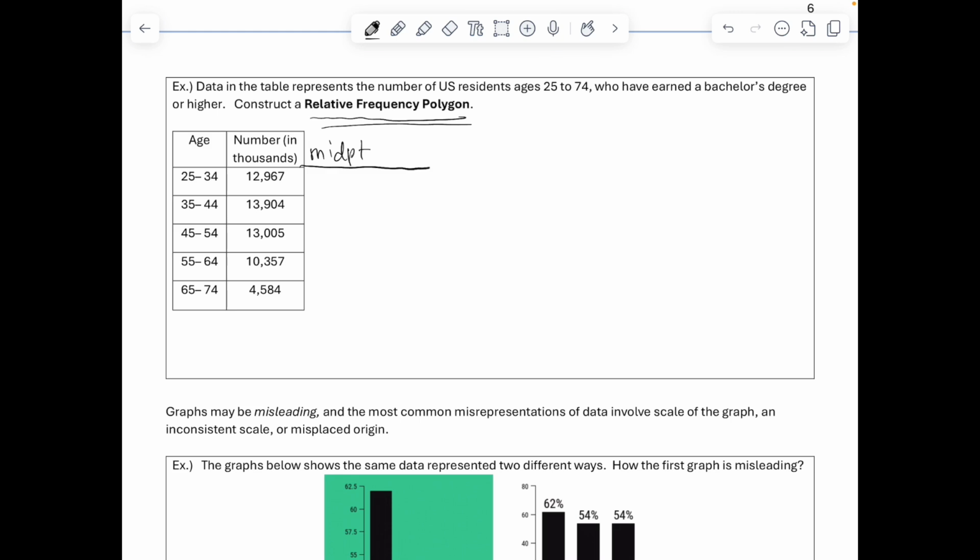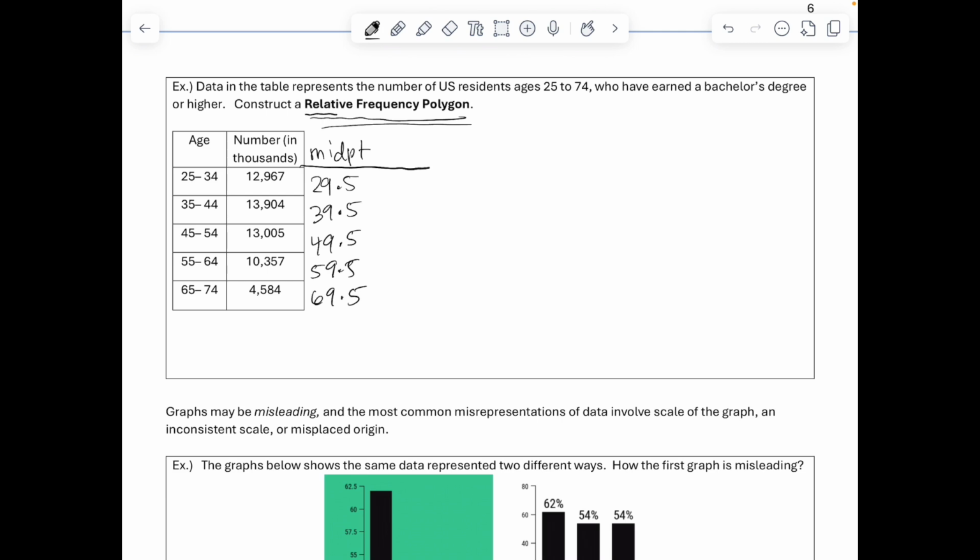And so calculating our midpoints, 25 plus 34, and then dividing by 2. So you would get 59 divided by 2 is going to be 29.5. Adding together 35 plus 44, dividing by 2, we get 39.5. And so forth with the rest of the classes, 49.5, 59.5, 69.5. It's easy to see a pattern on this one.